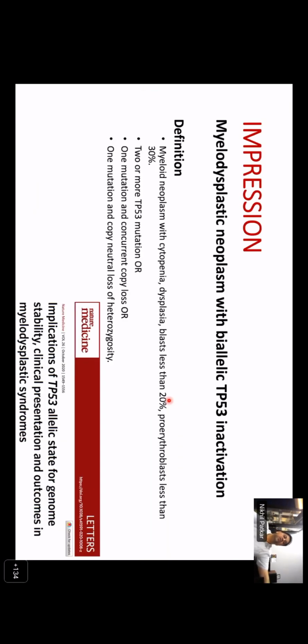So let us understand a little bit what this means. The definition is a myeloid neoplasm with cytopenia and dysplasia, less than 20% blasts, with 2 or more TP53 mutations, or 1 mutation and 1 concurrent copy loss, that means loss of what we saw as a deletion, or 1 mutation and 1 copy neutral loss of heterozygosity.